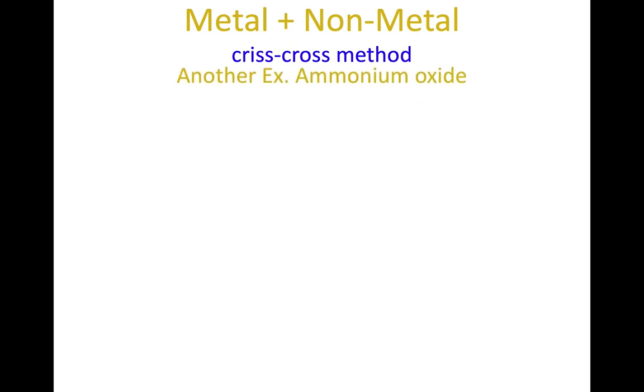Another example would be ammonium oxide. And first of all, we're going to get used to things called polyatomic ions. You're not going to find ammonium in the periodic table because it's not an atom. It's a polyatomic ion. And you have a list of common ones on the bottom of your periodic table. You just got to start to get used to them. Okay? But what we do to this is the same thing. We're going to do that crisscross method. We have a positive polyatomic ion here and a negative nonmetal.